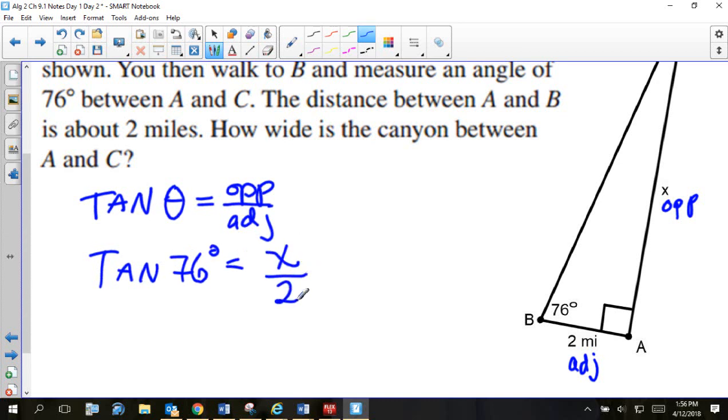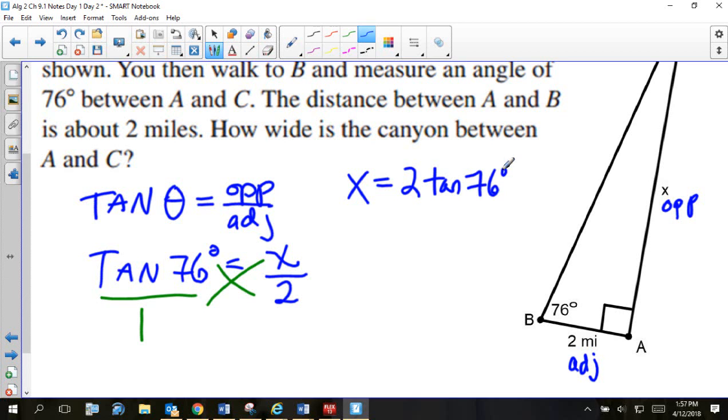How do we solve it? I have to cross multiply with something. What do I need to do? Put it over 1, then cross multiply. So I get that x equals 2 tangent 76 degrees. Type it in.